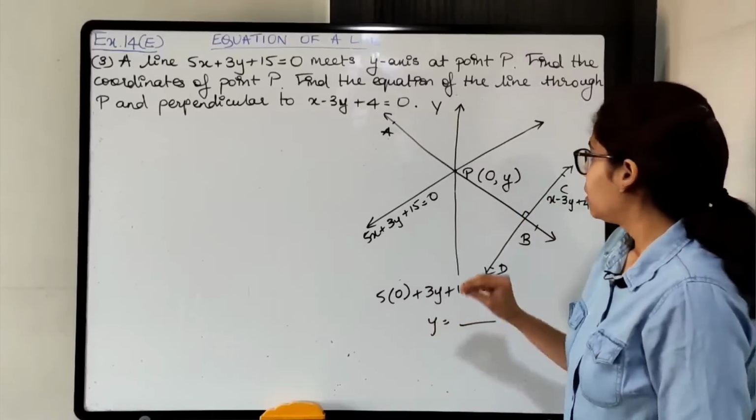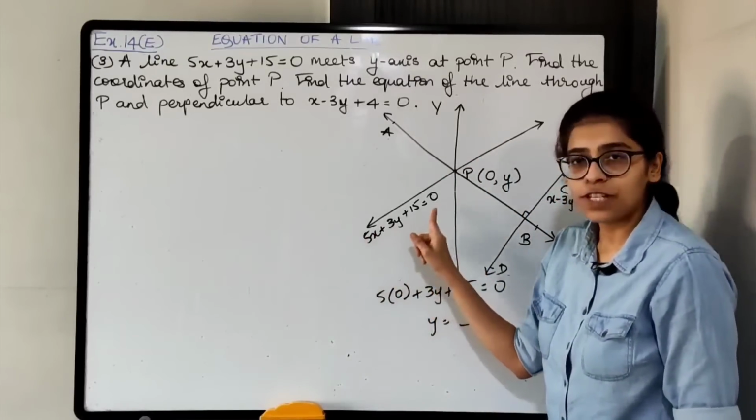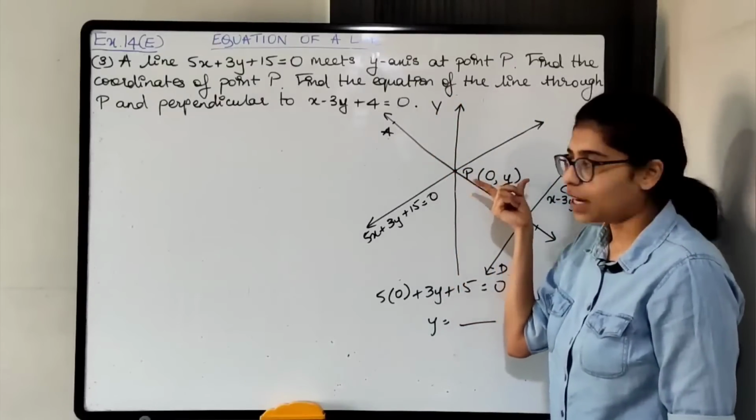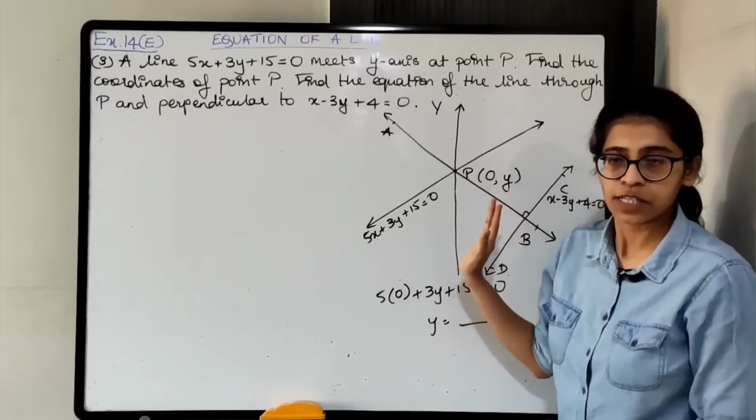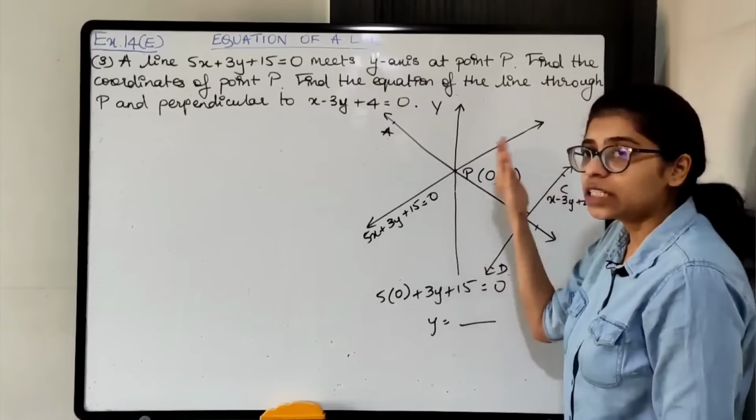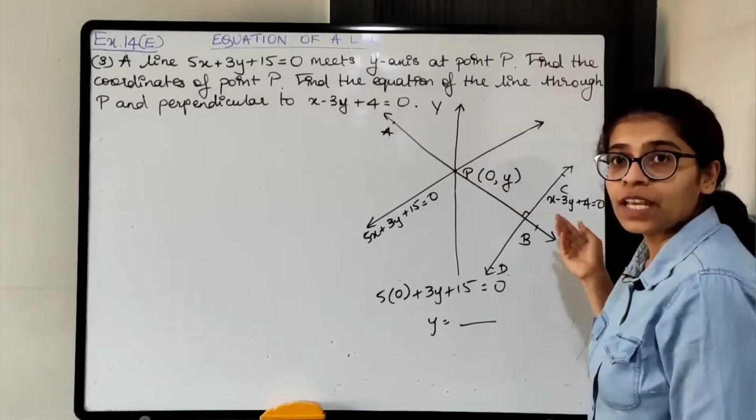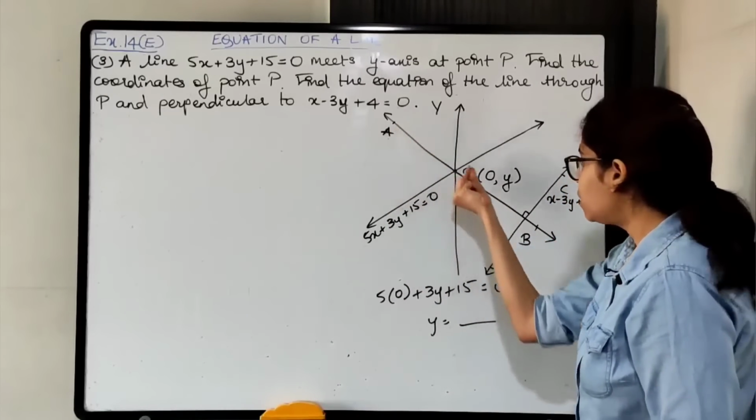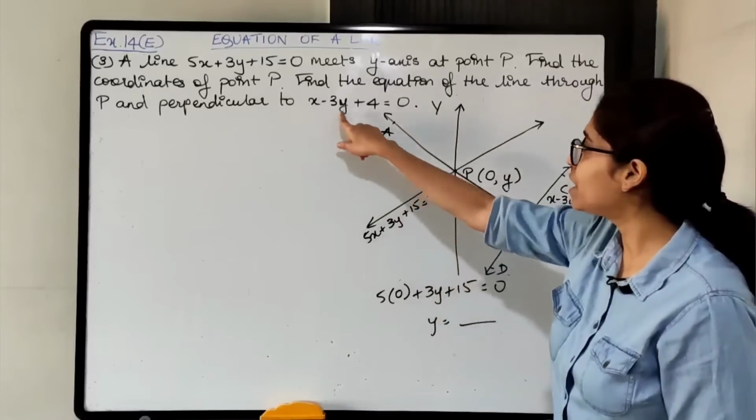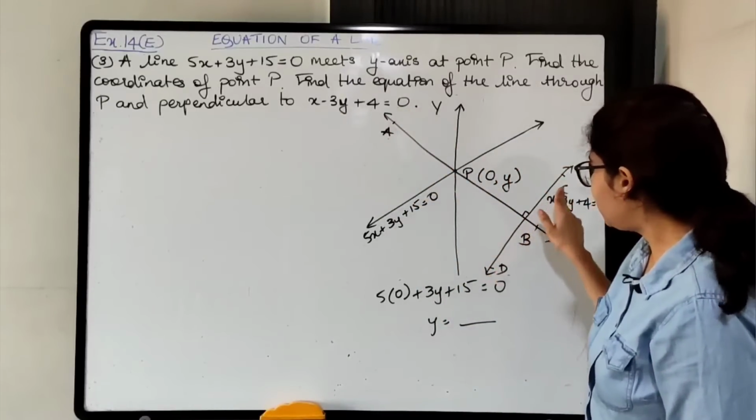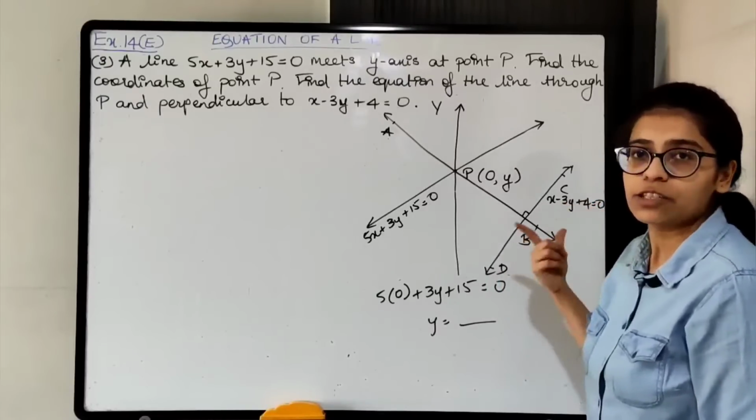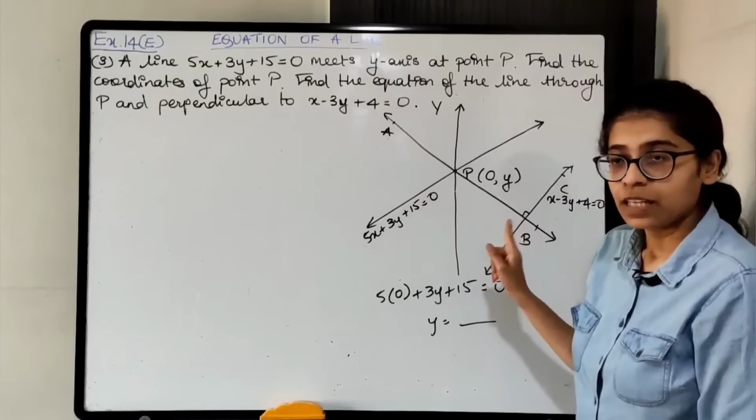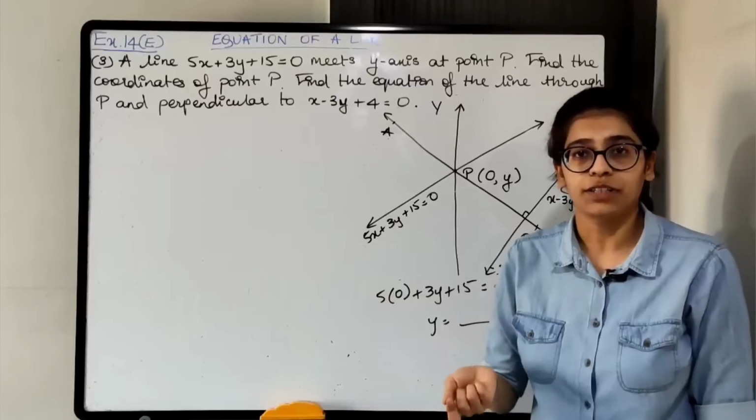I'll repeat. There is a line 5x plus 3y plus 15 equal to 0 which is meeting y-axis at point P. We'll easily get the coordinates of P by putting x as 0 over here and finding y coordinate. After that, we are told that there is another line which is passing through point P and is perpendicular to some other line. So let's name this line as AB, okay, which is passing through point P and is perpendicular to some other line whose equation is given. So this perpendicular line we have named as CD and the equation is x minus 3y plus 4 equal to 0. We have to find the equation of AB. The line passing through point P, इसका equation find out करना है.